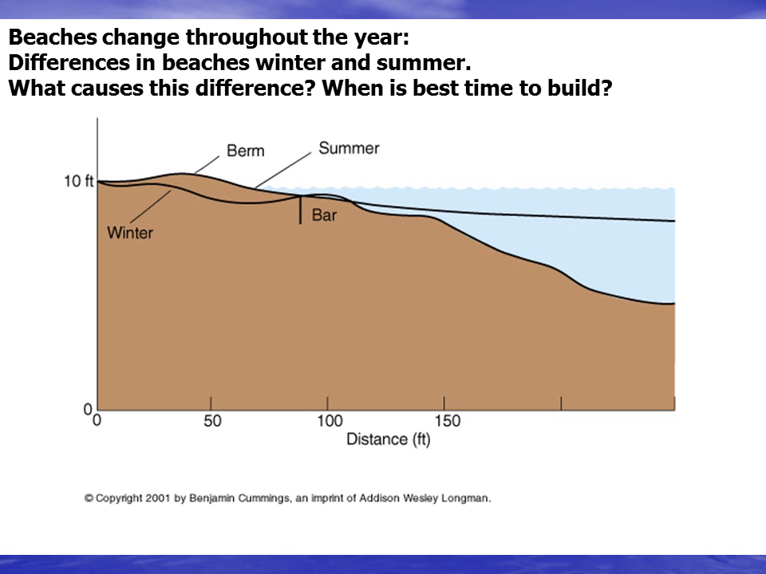Now, there is a difference between beaches throughout the year. If you look at the summer and winter beach, in the summer the sand builds up on the beach, and you end up with this nice berm that's present in the summer. And in the winter, the storms change. It's kind of just a different function, and the sands get pulled off the beach. Basically all the sand gets moved farther offshore, and you can produce a sandbar offshore.